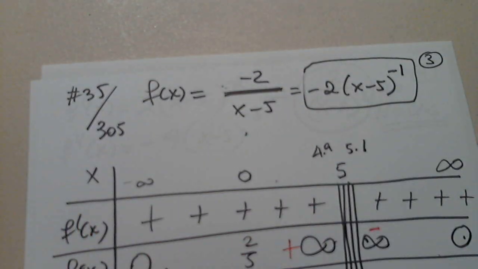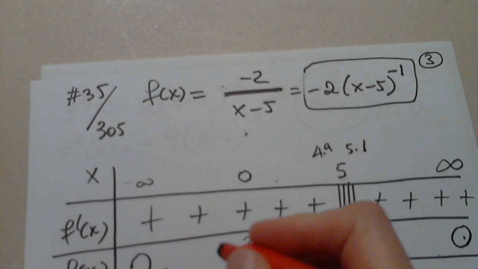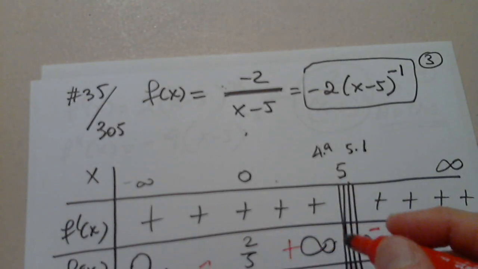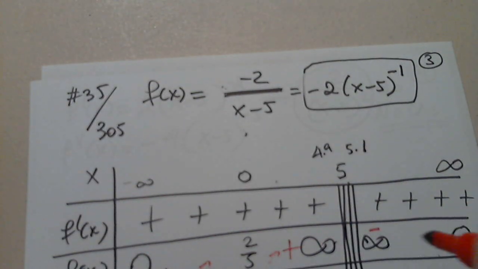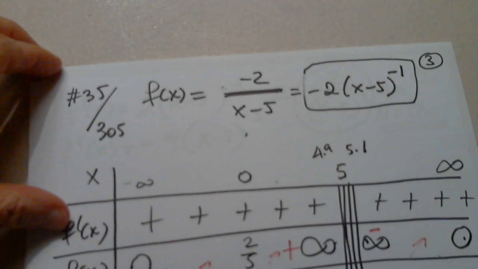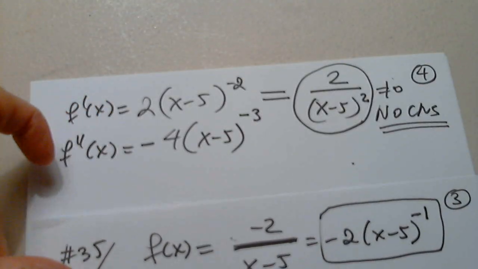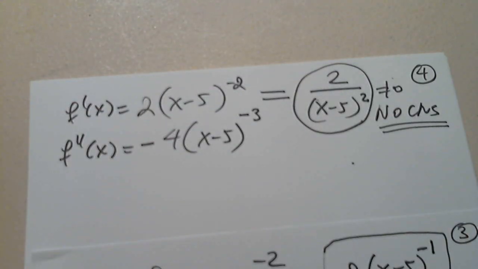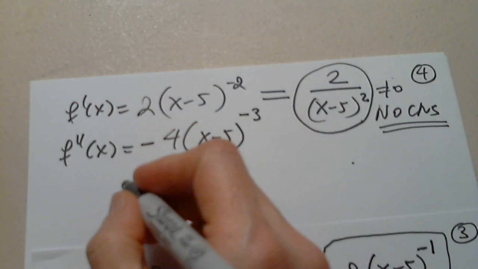accordingly. So from 0 to 0.4, yes, that's correct. It increases. From 0.4 to infinity, yes, it increases. From negative infinity to 0, yes, it increases. Now I will study the second derivative. So here's the second derivative. The second derivative is a different story. How come?